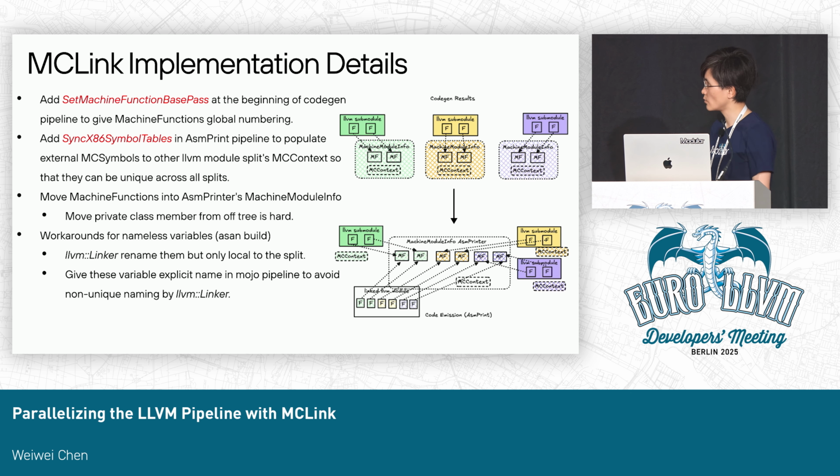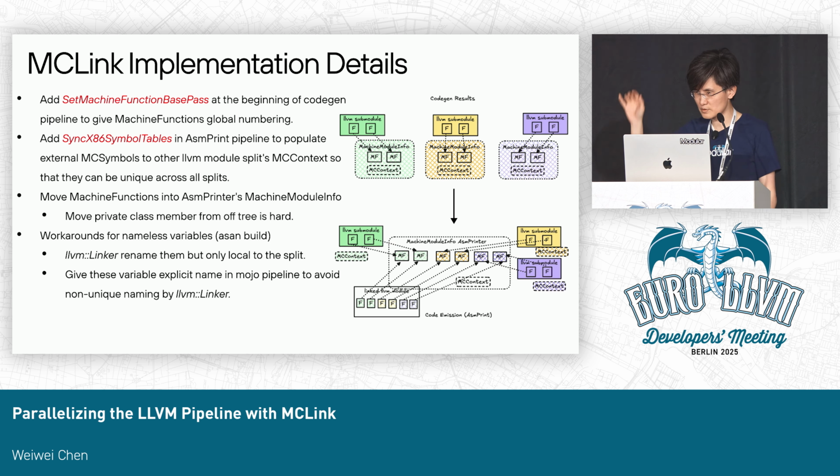In more detail, we introduced two passes for uniquing. Mostly, we can manipulate the machine function ID to unique the constant pool ID and things like that. And we can also unique the MC symbol, that is for the external symbol. In addition to that, we actually have to move those private data structures in the codegen result all back to one centralized place for the final code emission.